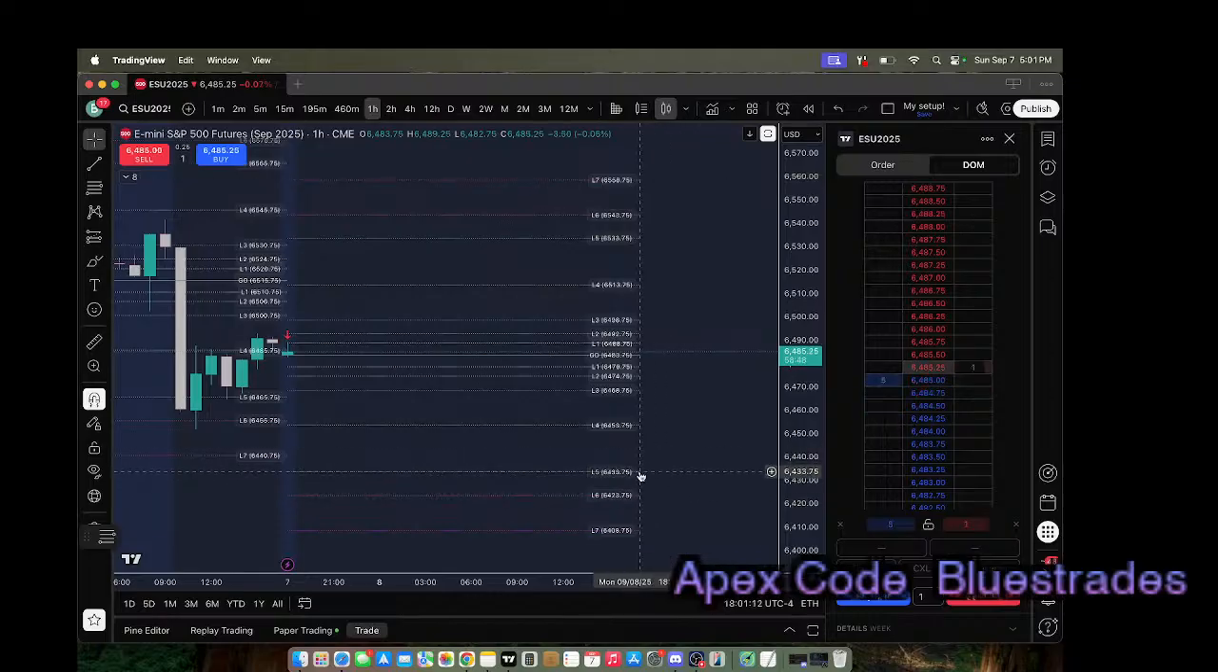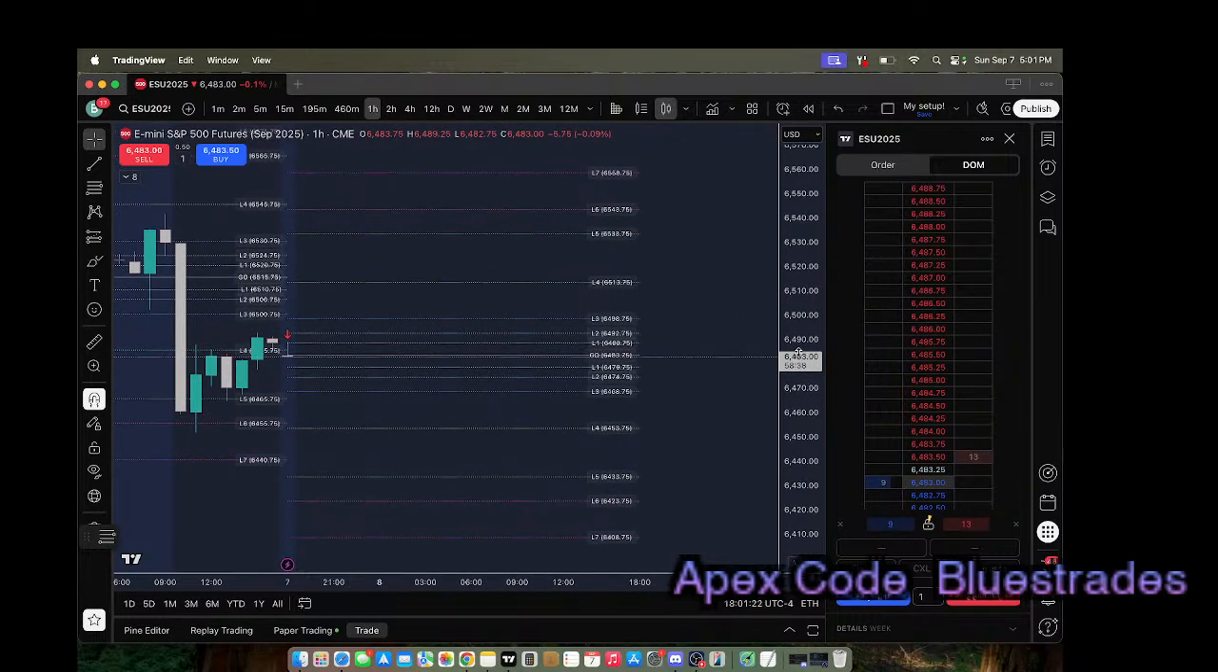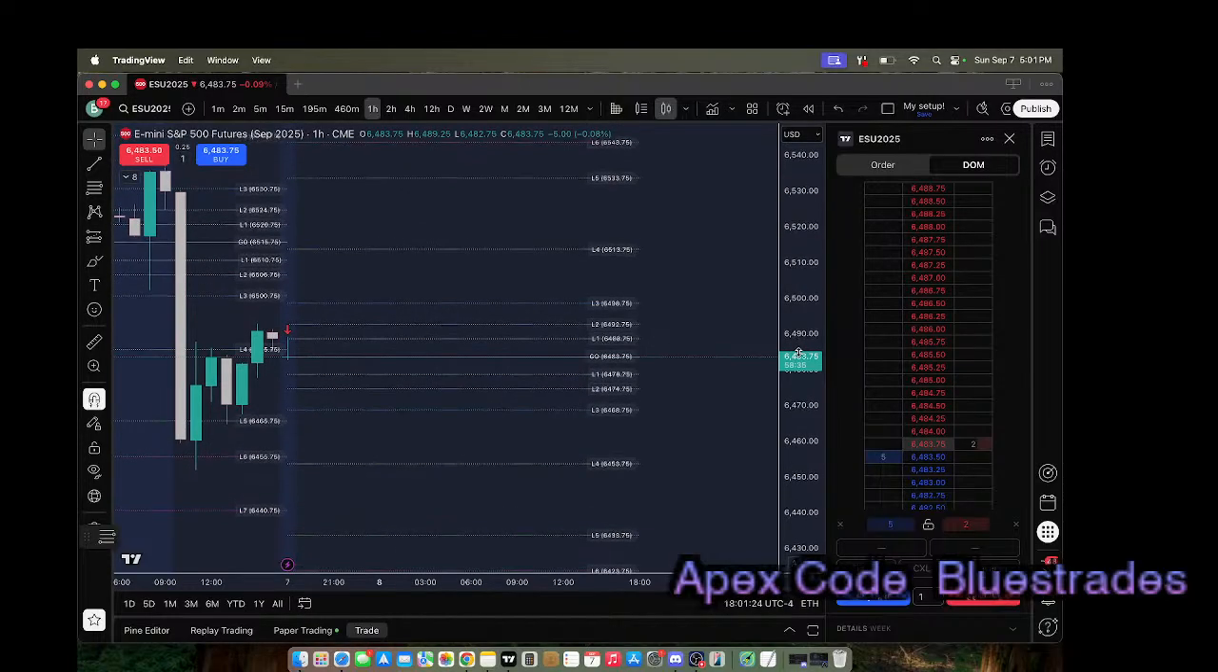What usually happens, not always, but usually, is Asia tends to have this tight range right here. But yeah, these levels are always super beneficial for me.